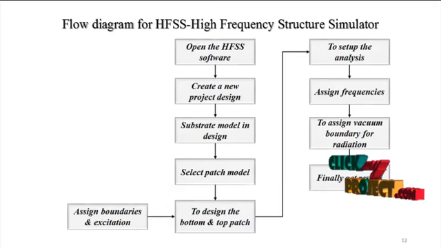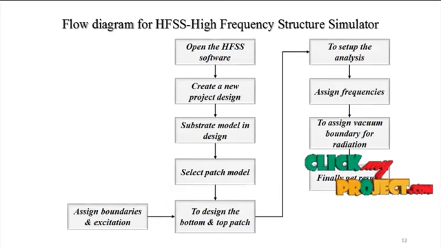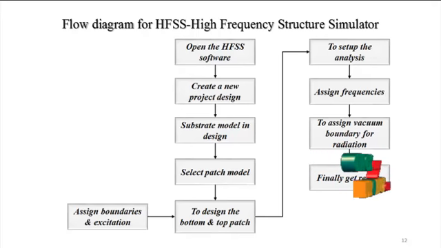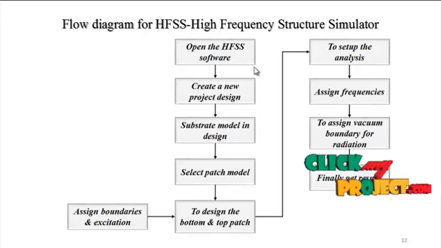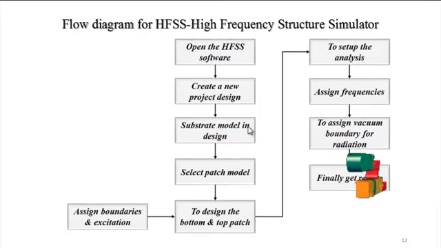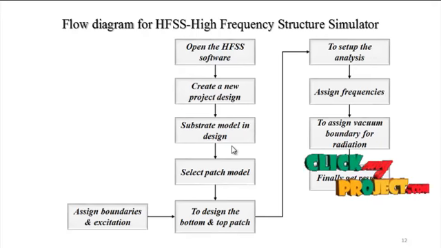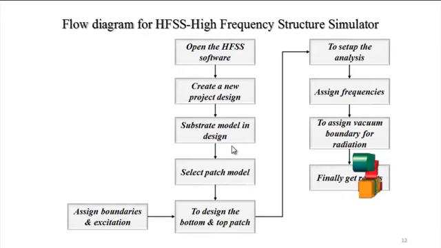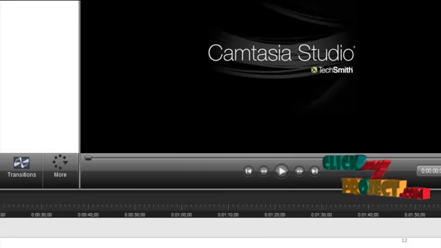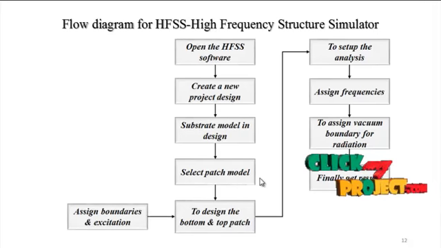Now let us discuss the flow diagram of the process. First of all, open the HFSS software, a 3-dimensional software with X, Y and Z axes. Create a new project design, and then model the substrate in the design. Here we are using a silver substrate, the Ag material, and then select the patch model.